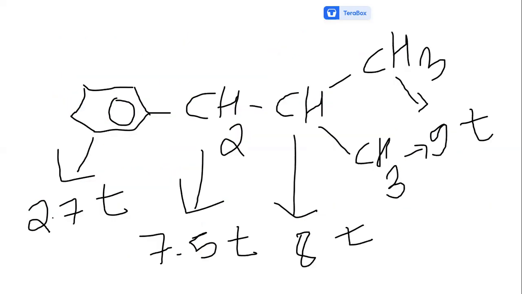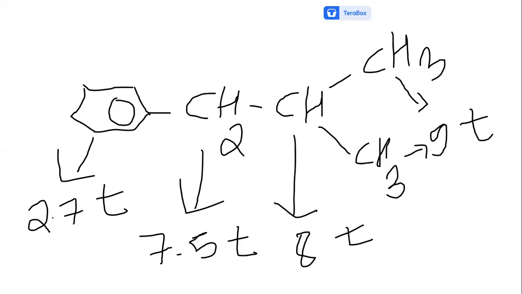So 2.7, 7.5, 8, 9 tau values. You remember: for ring, tau value 2.7, delta value 7 point something; methyl 7.5, near about 3 delta value; CH, tau value 8, delta value 2; methyl, 9, that is 0 point something, 0.9 to 1, near about delta value.